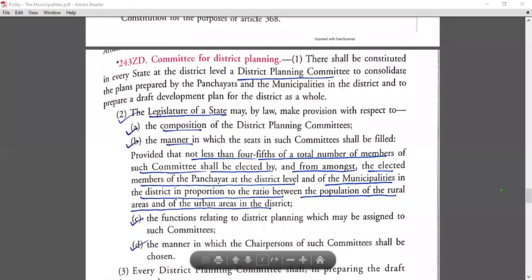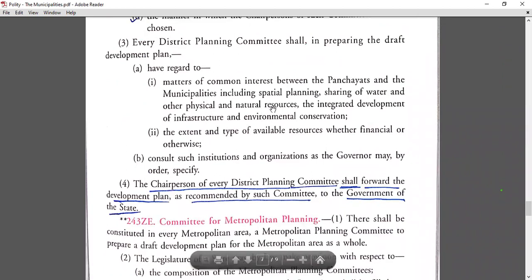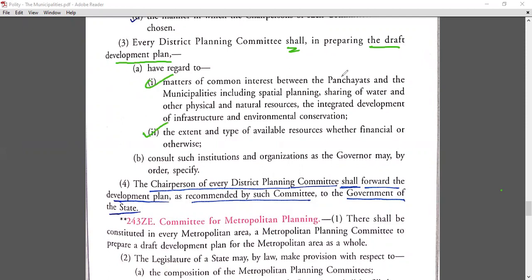Every district planning committee shall do all this work. This work will be done by every district planning committee of the states. That is, they will prepare the draft. They shall means it's mandatory. So they shall, while preparing the draft development plan, have regard to matters of common interest between panchayats and municipalities, including spatial planning, sharing of water and other physical and natural resources, the integrated development of infrastructure, and environmental conservation. They also have to have regard to the extent and type of available resources, whether financial or otherwise. They shall also consult such institutions and organizations as the Governor may by order specify. If the Governor specifies by order that you have to consult these institutions or organizations, then the district planning committee has to do it. It's a constitutional provision.